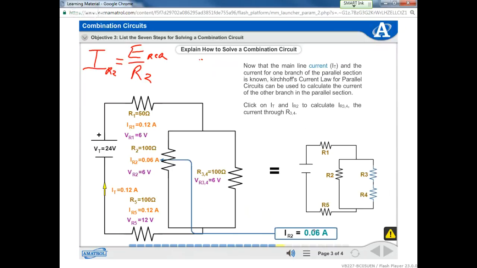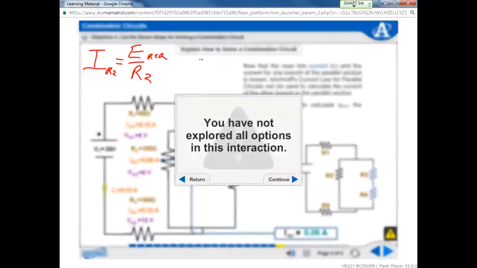Everybody stand up. Stand up for the current through R sub 3, 4. Stretch. We're almost through. I wish I could raise both arms.